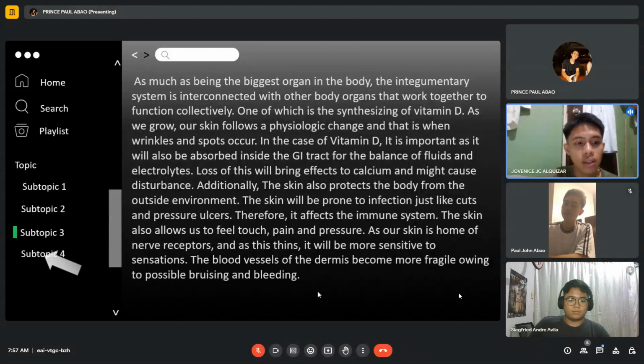Namely, first is the GI tract for the balance of fluids and electrolytes, in which the synthesizing of vitamin D acts in the skin, and as we grow, our skin follows a physiologic change, and that is when wrinkles and spots occur. In the case of vitamin D, it is important as it is also absorbed inside the GI tract for the balance of fluids and electrolytes. Loss of this will bring effects to calcium and might cause disturbance.